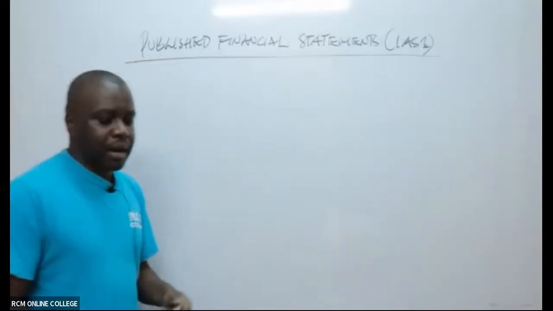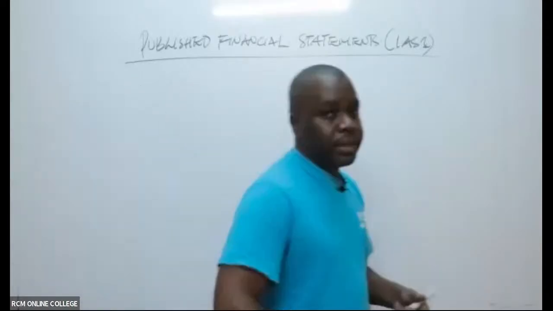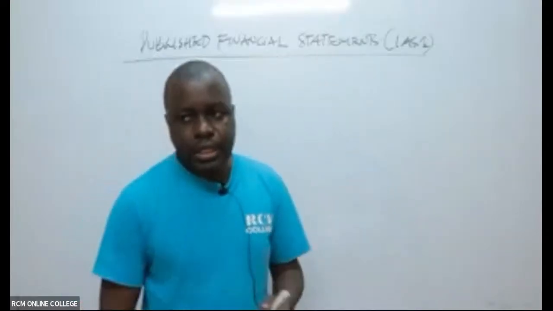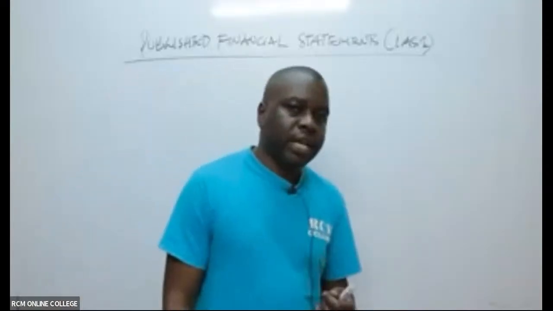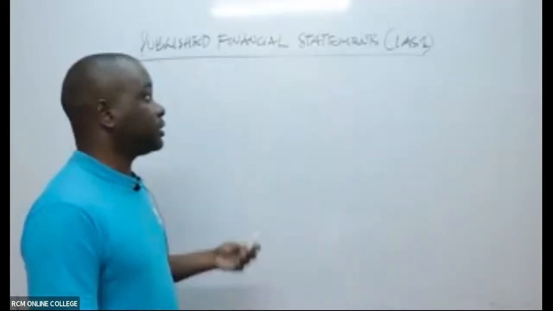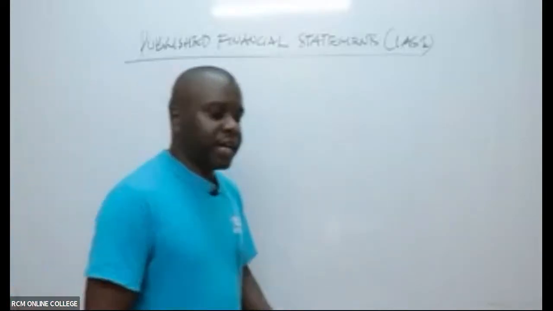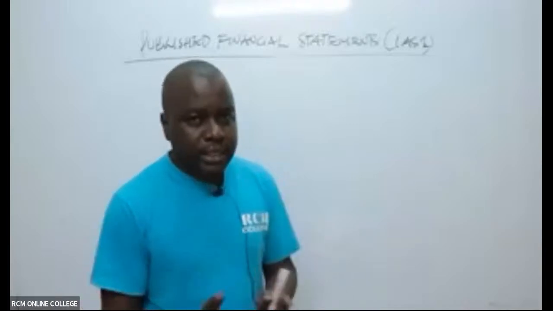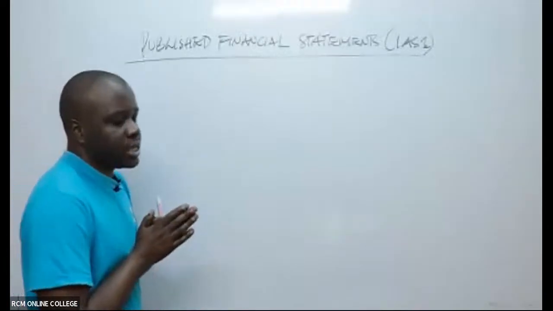So we have, for example, the statement of comprehensive income, the balance sheet, the statement of changes in equity, and the cash flow statement. And of course, amongst the items that will likely be included in the published financial statements are the notes to the financial statements. So there'll be a set of financial statements that will likely be published or made public.